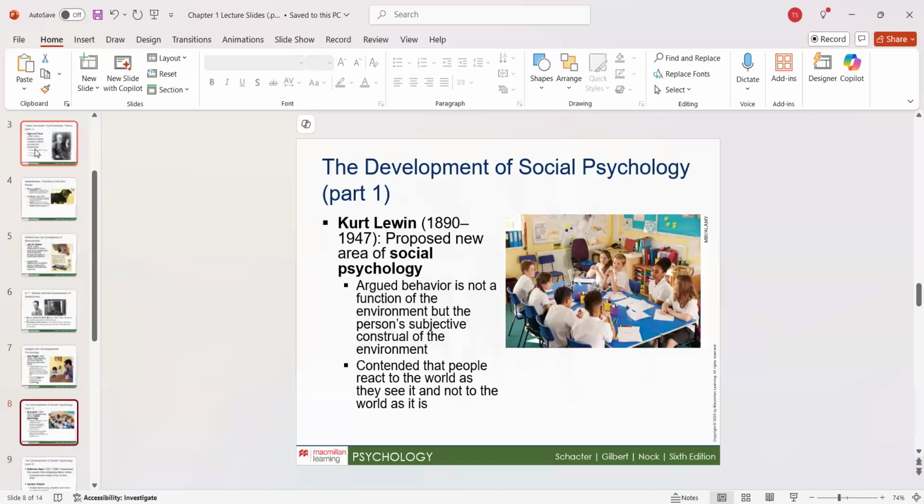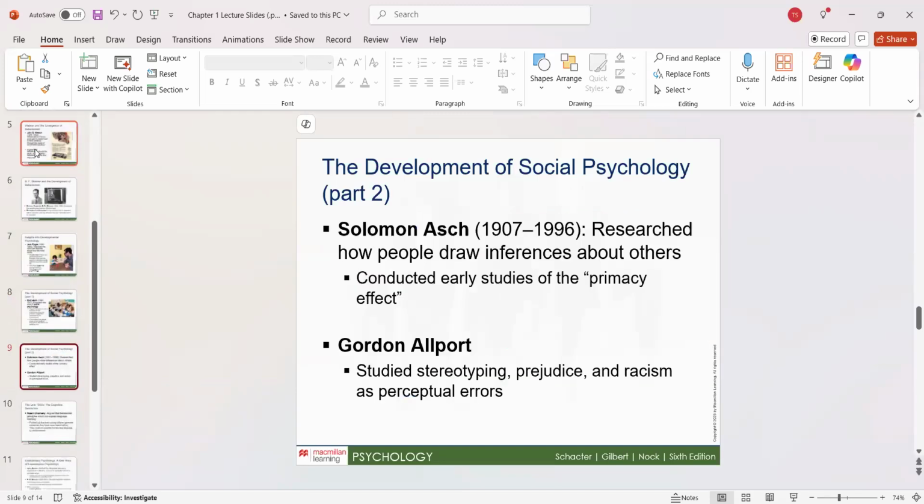So social psychology is basically studying that. It's studying how people influence each other, how people are influenced by each other, and how those things interact with one another. All right. We got a few different researchers that have studied underneath social psychology. Two of the most notable ones are Solomon Asch and Gordon Allport. So Solomon Asch, he studied how people influence each other to make certain decisions.